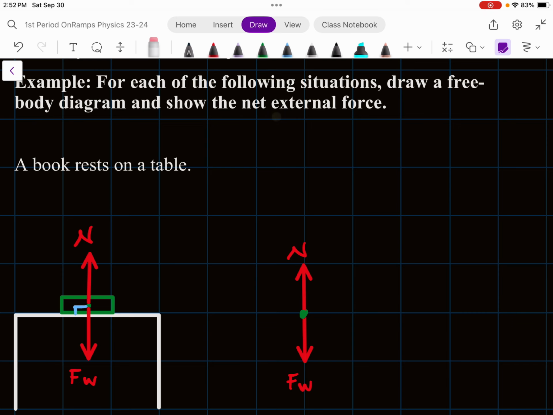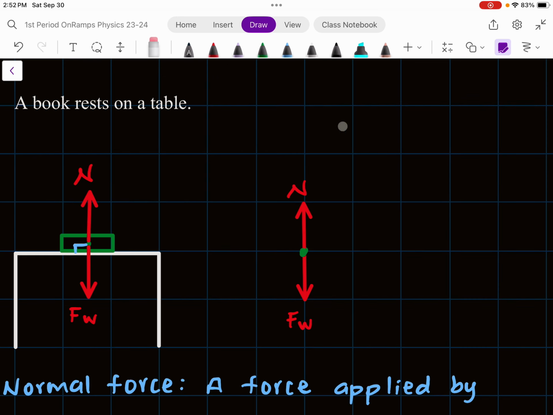Okay, so now how do we show the normal force? Well, we have the book resting on the table. Here's our free body diagram. The next step would be to decide what's positive, what's negative. It is up to you. If there's no motion, I like to keep it simple. Up is positive, down is negative.